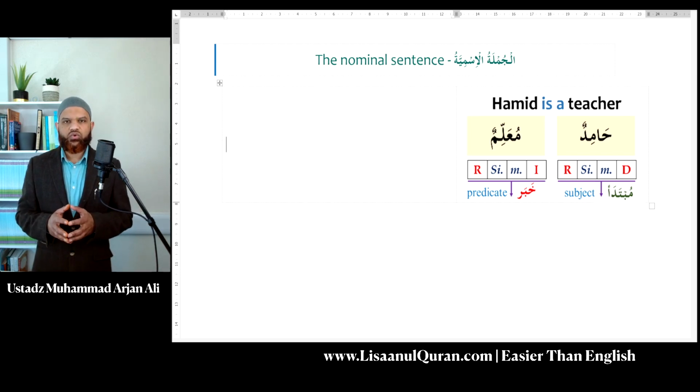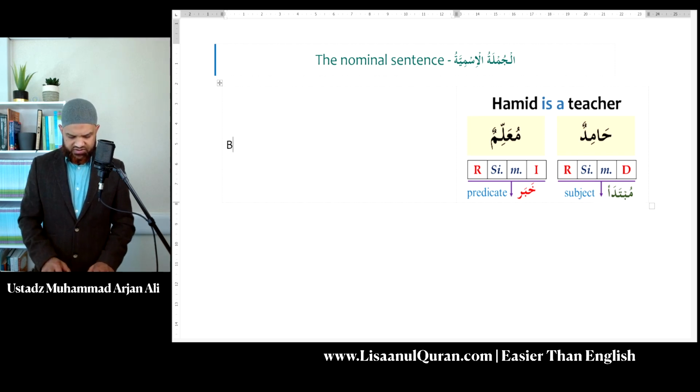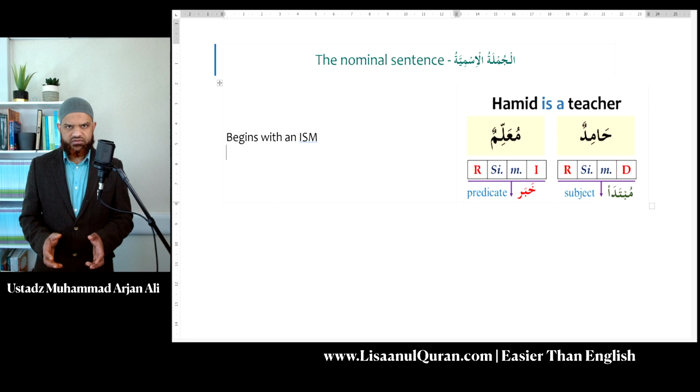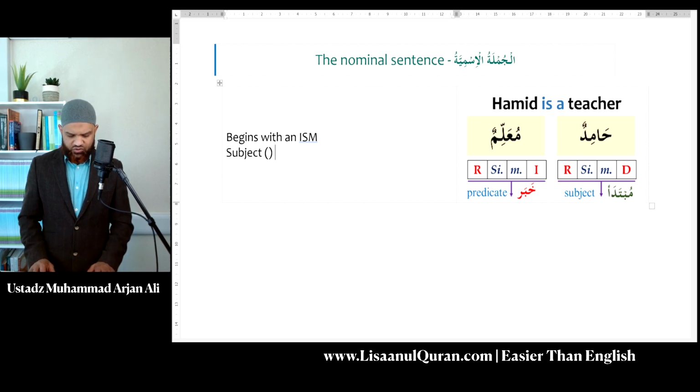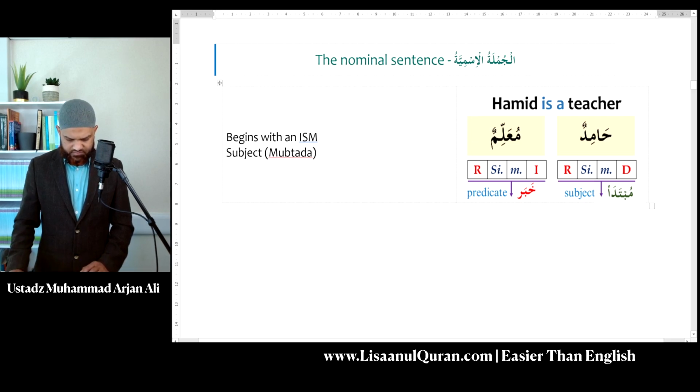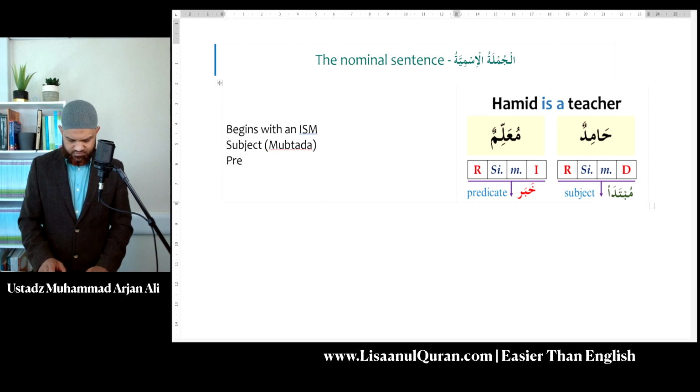Now, the basic rule for forming a nominal sentence, a noun sentence, is that it should begin with an ism. It will have two parts. The first one, subject, which in Arabic is called mubtada. And the second part is called predicate in English. Predicate in Arabic, it is called khabar.